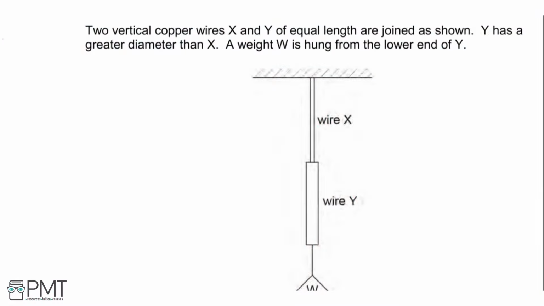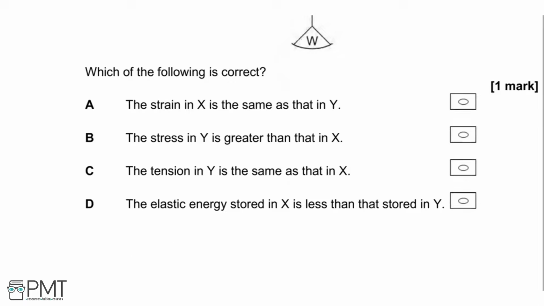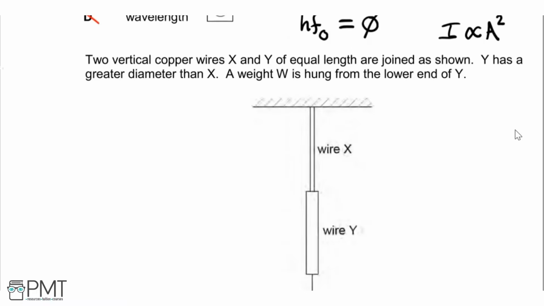In this multiple choice question, we've got two wires, wire X and wire Y, which are joined end to end and used to support a weight W. We're given four options here, all involving stress, strain, tension, elastic energy, all kind of materials related terms. It means that we're going to need to use the Young modulus equation. Now, the key detail to pick out before we go any further is that they're both made of copper. That will then therefore mean that they'll both have the same Young modulus.